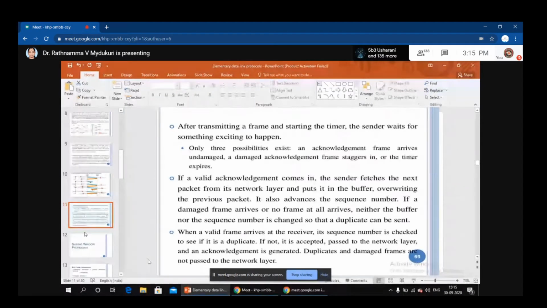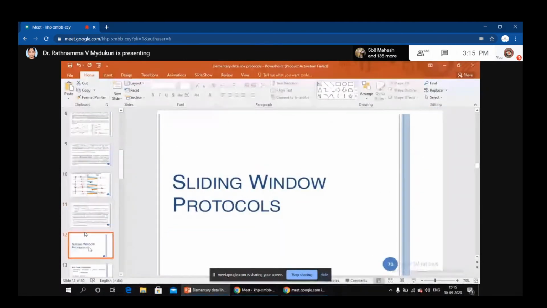Now we are moving to the next set of protocols, which are called sliding window protocols. Very, very important. That is our today's topic. So till here, if you have any doubts, you can ask me. Otherwise, I'll continue with the sliding window protocols.